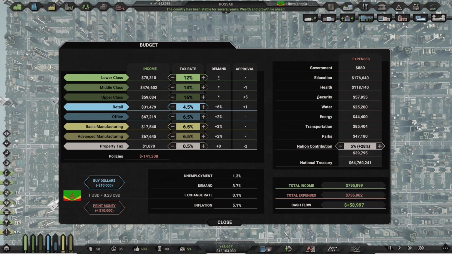And you can see that $39,795 would be going from my city funds to my national treasury. Now, here you can see at the bottom right, you've got total income, $795,899. Total expenses, $736,902. And yes, the national contribution is part of my total expenses. So my net cash flow, okay, is $58,997.